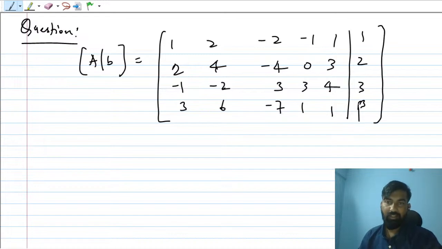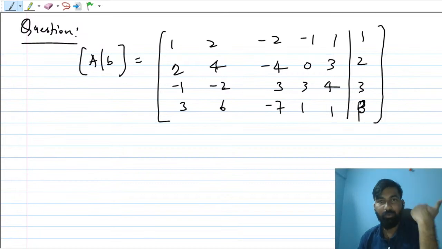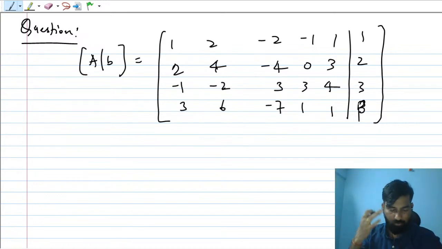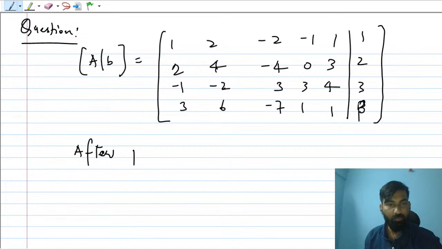So depending upon this beta, we can claim many kinds of situations. Because beta we don't know, so beta can be equal to 0, beta can be some value. So depending upon it, while applying elimination, and in the end, we can consider some cases. So you have to apply elimination. You apply eliminations. So after performing elimination, I'm not going to dictate here.